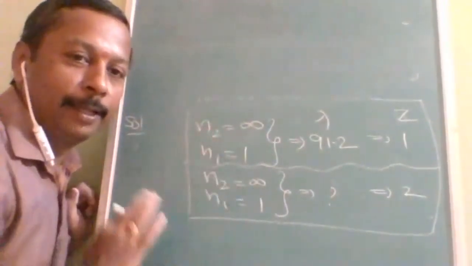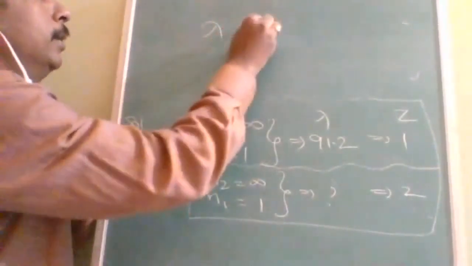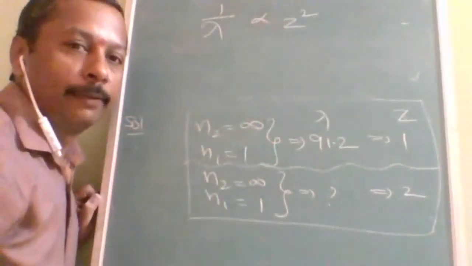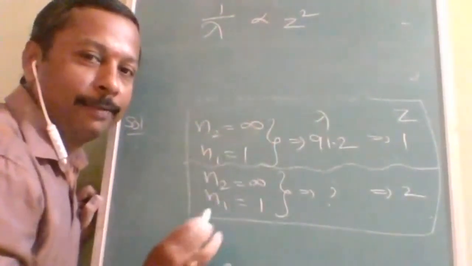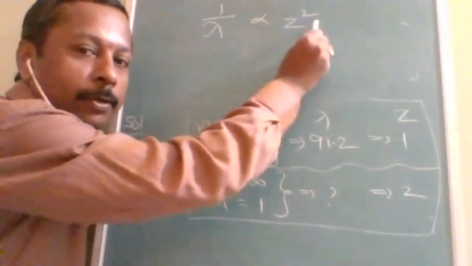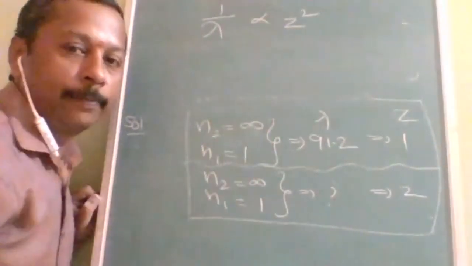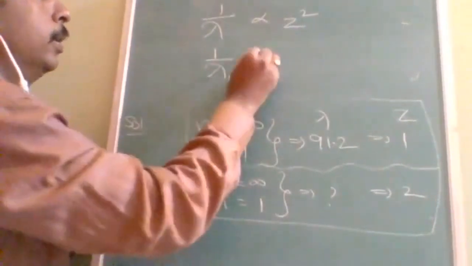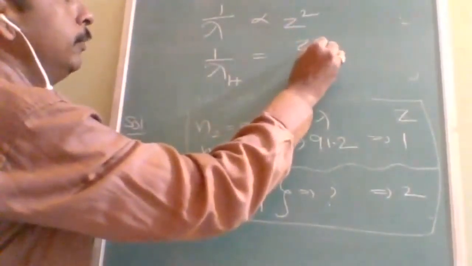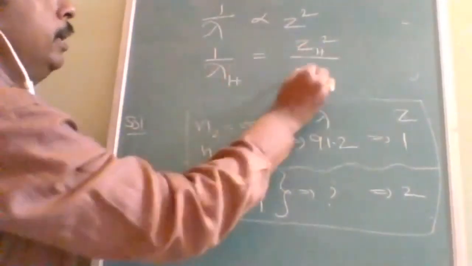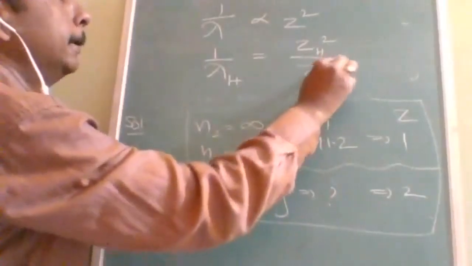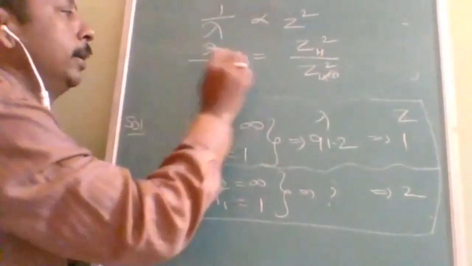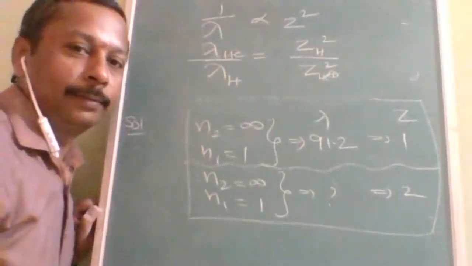See, N1, N2 is everything same. Simply, 1 upon lambda is directly proportional to Z square, from the formula. Everything is same, we are given lambda, we want to find another lambda, and Z is also given. So helium and hydrogen: 1 upon lambda of hydrogen is proportional to Z of hydrogen whole square, and 1 upon lambda of helium to Z of helium whole square. Is it understood? Very direct formula, shortcut technique, smart work, and easy task.